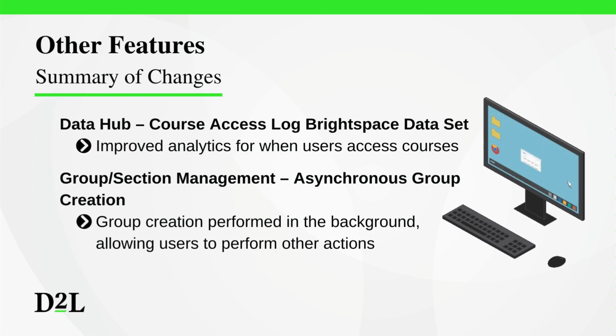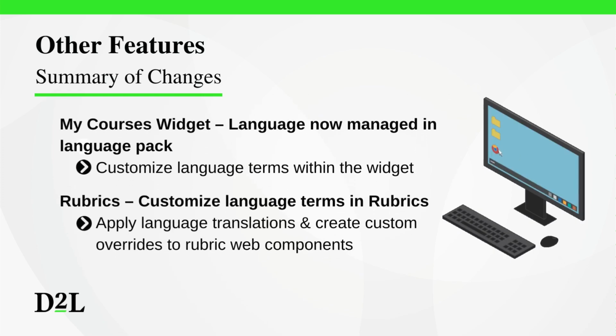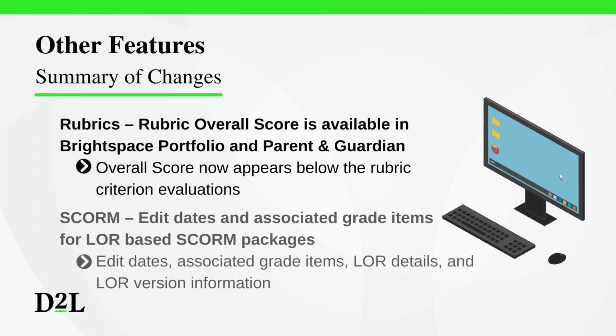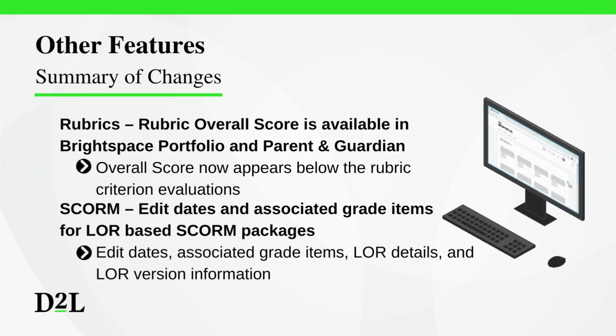Group and section management, asynchronous group creation, moves group creation to a background task, allowing users to continue using Brightspace and perform other actions. My Courses widget, Language Now Managed in Language Pack, allows users to customize language terms within the widget. Apply language translations and create custom overrides to rubric web components with rubrics, customize language terms in rubrics. The rubric overall score is available in Brightspace Portfolio, and Brightspace Parent and Guardian now displays a learner's overall score below the rubric criterion evaluations.